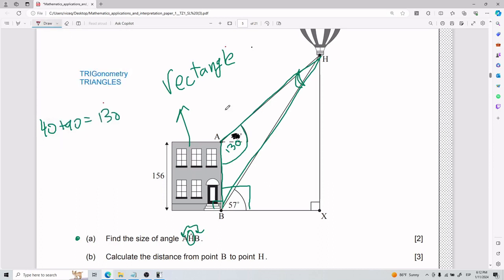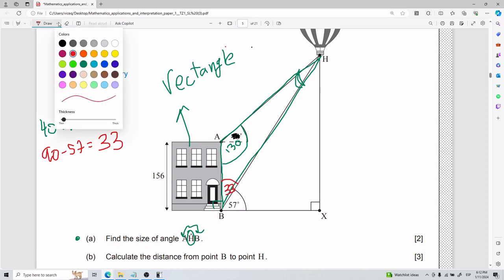What about down here? Well, down here, if this whole thing is 90 and this is 57, then this is the remainder. So I can say 90 minus 57 is going to equal, quick maths, not so quick maths, 33. So that means that over here, this guy in red is going to be 33. Now suddenly this exercise is much more feasible, much more approachable.